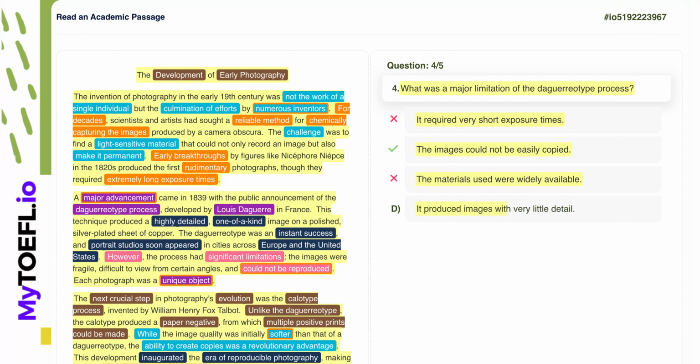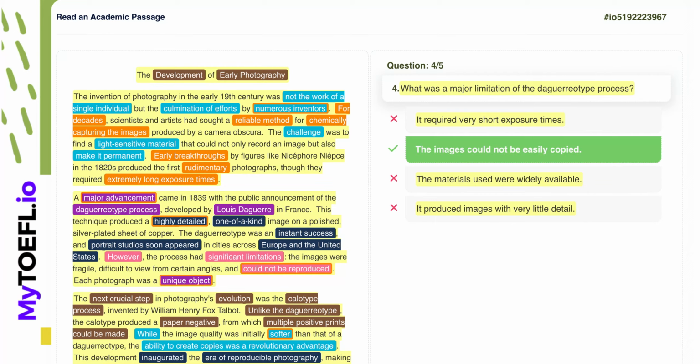Here's option D. Let's break it down. It produced images with very little detail. This is the opposite of what the passage says. It describes the daguerreotype as producing a highly detailed image. High detail was one of its major strengths, not a limitation. Incorrect. The correct answer is B, since this option alone fully and clearly addresses what the question is asking, highlighting the importance of careful reading.